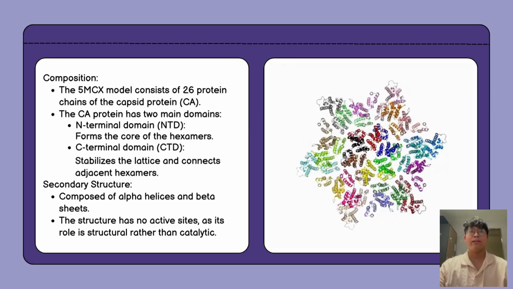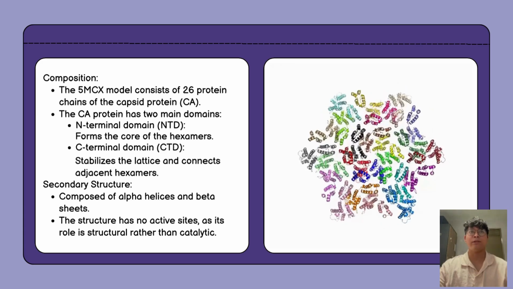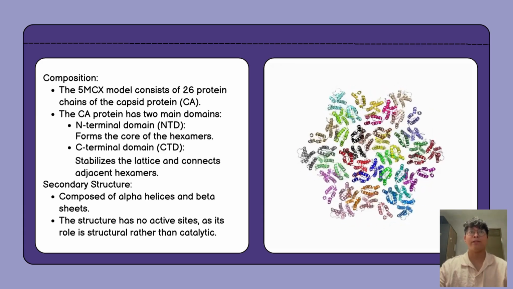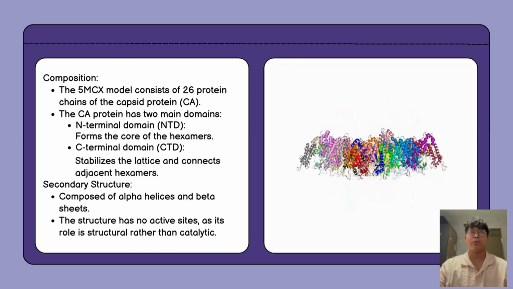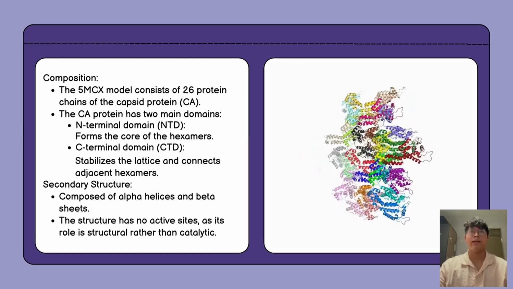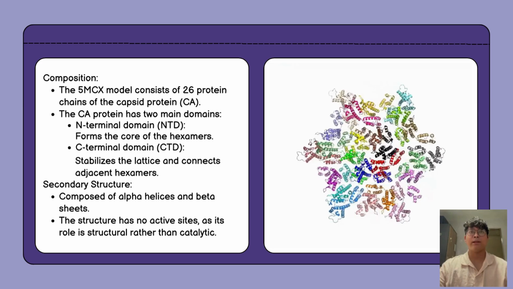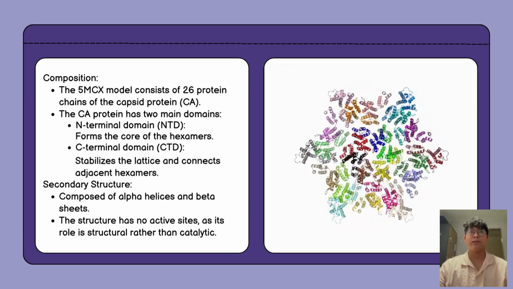When we look at the secondary structure, the model shows an arrangement of alpha helices and beta sheets, which are characteristic of the capsid protein. It's important to note that 5MCH lacks active sites, as its primary role is structural, not catalytic.